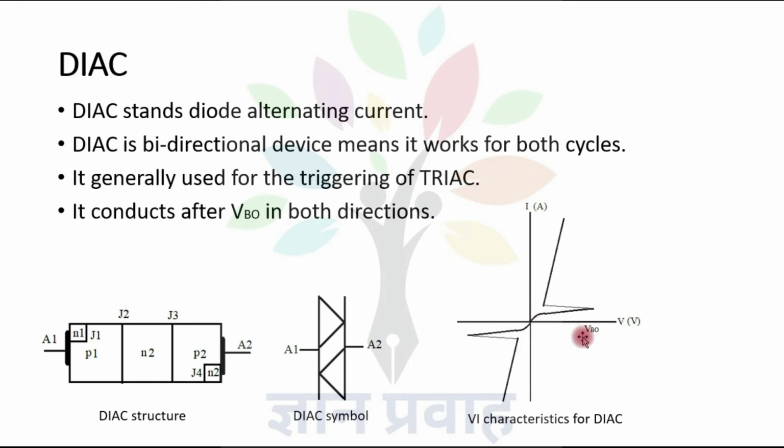And DIAC operates when the voltage across the anodes A1, A2 reaches VBO, or breakover voltage. Then it starts conducting. That's why the VI characteristic for DIAC is given here. And similarly for the negative half, because it operates for both halves, for the positive half as well as for the negative half, because of this configuration.